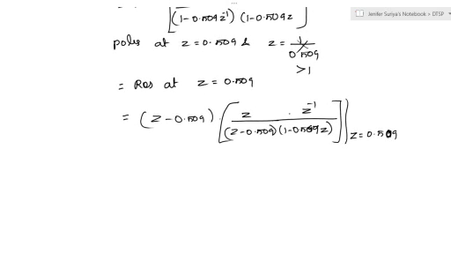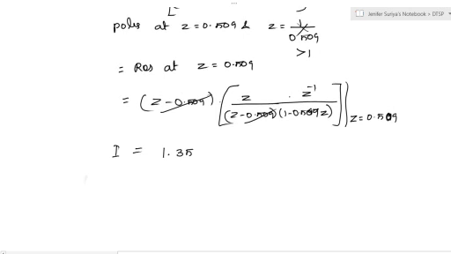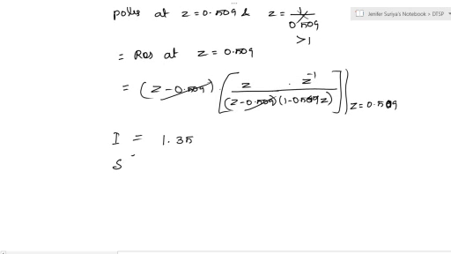Now I'm going to cancel these two terms. Now apply Z is equal to 0.509 here, and we get the term as 1.35 for this I. So now S square is equal to 1 divided by I, that is 1 divided by 1.35. This is equal to 0.74. Now S is equal to the square root of this answer, and you will get 0.86.